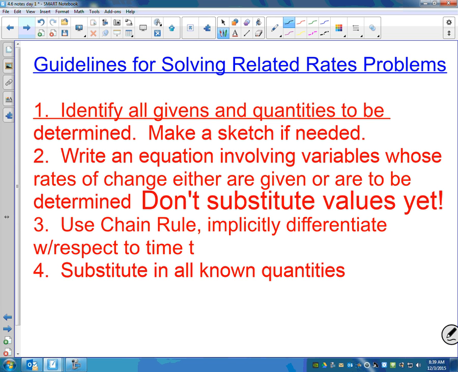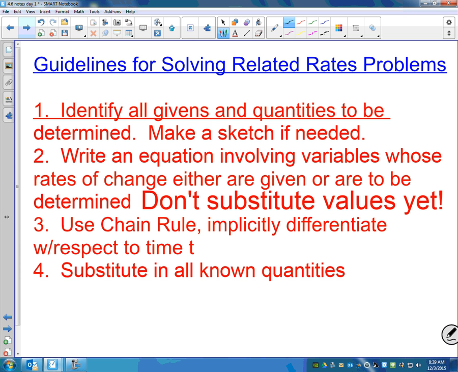This kind of goes against what we've normally done. Normally when we write an equation, we automatically plug in what they give us. If they gave us the radius was 7, we would plug 7 in right away. But if you do that, and you take the derivative of 7, you're not going to get that dr over dt, right? Because they're going to tell you the radius is 7 right now, but what happens when the radius changes?